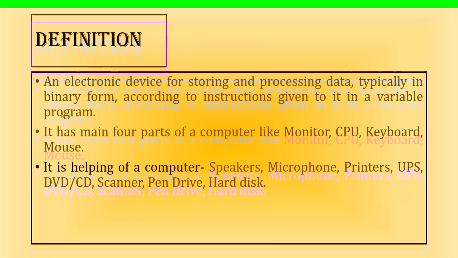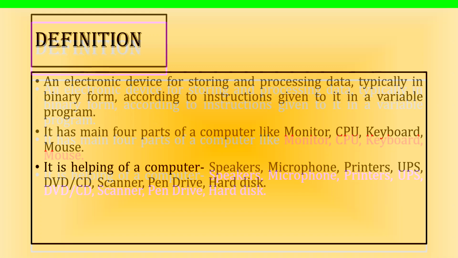Next, the definition of a computer. An electronic device for storing and processing data, typically in binary form, according to the instructions given to it in a variable program. This is known as a computer.